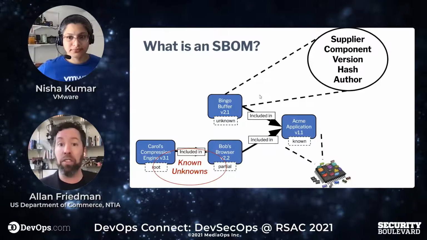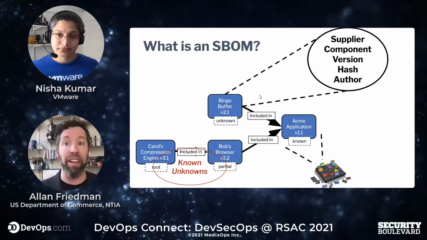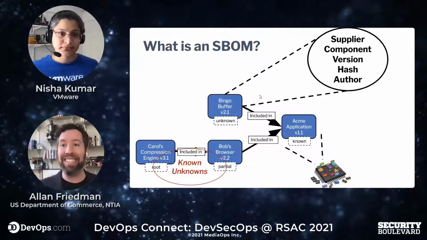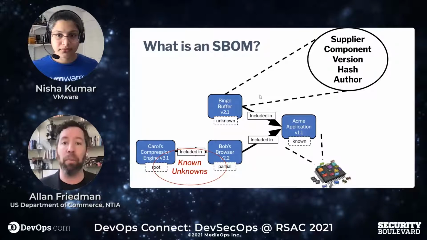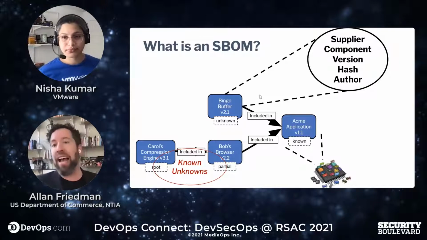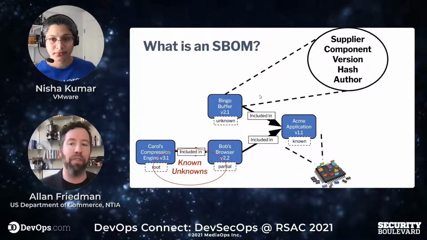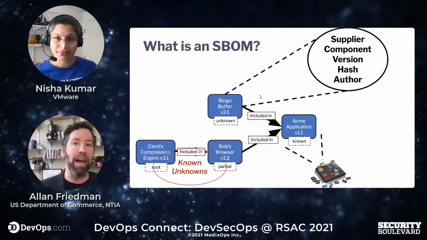Now, a couple of things to note here. For each of these components, we might want a lot of data, but the minimum we need isn't that much. What's the supplier, right? What component or repo did this come from? What's the component name? What's the version so that we know if it's up to date or outdated or vulnerable? What's the hash so that Nisha can feel confident that when I'm using a piece of software, it's the legitimate one that we both recognize as canonical rather than something that I've downloaded from a potentially backdoored site?